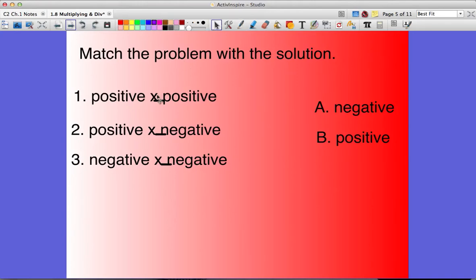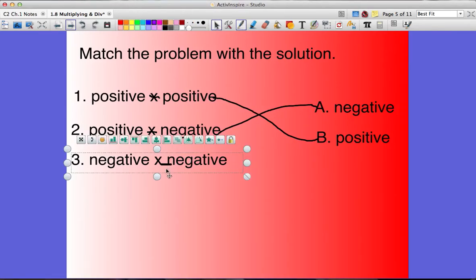So we're going to practice this. If I have a positive times a positive, I know that my answer has to be what? If you said positive, you are correct. If I have a positive times a negative, because my signs are different, I know that my answer has to be negative. And if I have a negative times a negative, I know that my answer has to be positive.